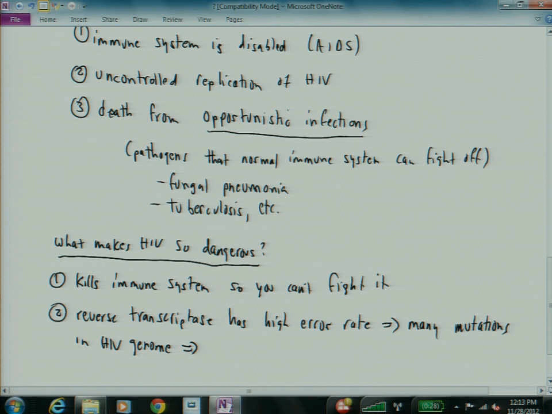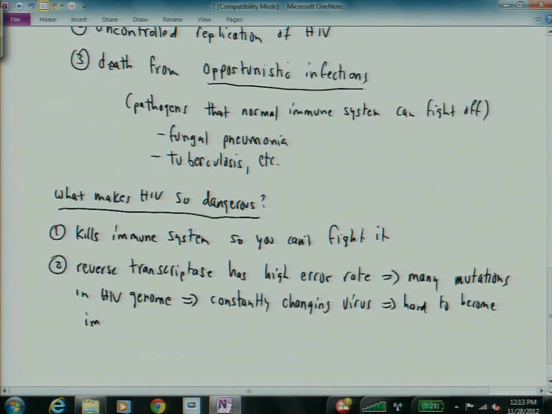And because it's always changing because of mutation, that leads to a constantly changing virus, which means it's hard to become immune to it or to make a vaccine.